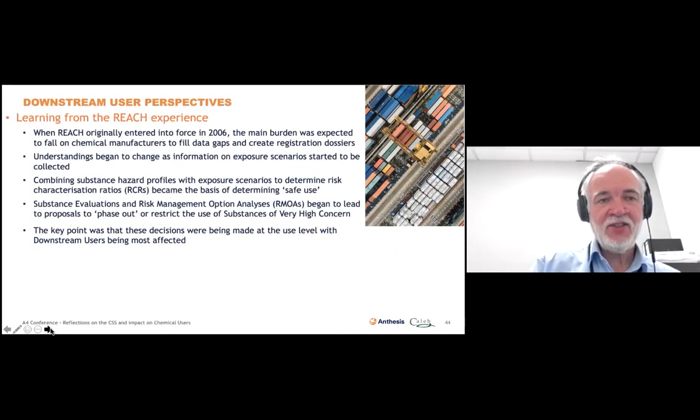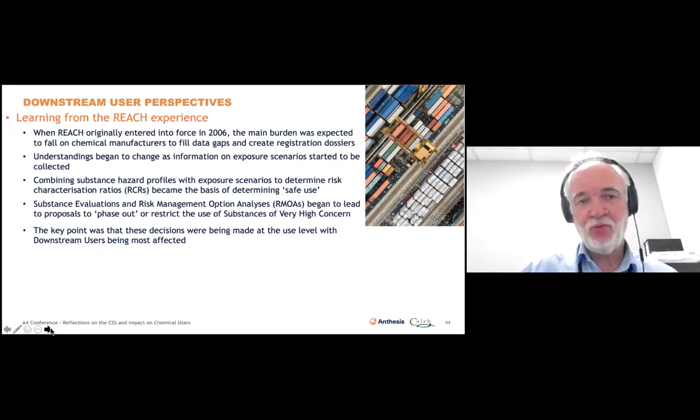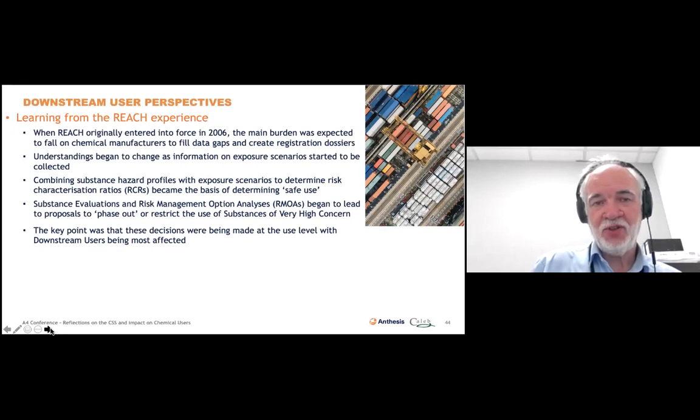And I think it's fair to say that if you take the response of the supply chain to REACH, originally when that was introduced in 2006, the supply chains thought that the main burden fell on the chemical manufacturers, and that their job would be to generate data and to create the registration dossiers, which would be necessary. So they didn't really see themselves heavily involved in that process. And to an extent that was true, because the heavy lifting was done by the chemical industry in those early stages. But obviously REACH, the registration piece of REACH, is only the R.